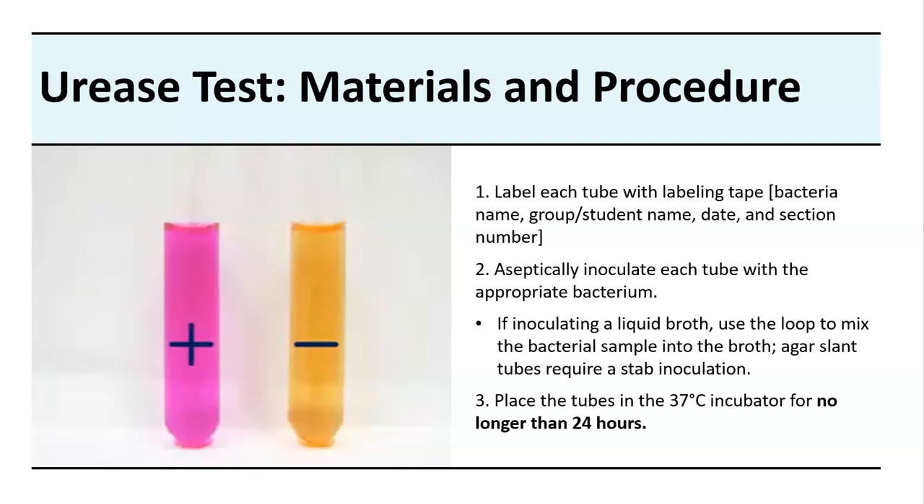So in order to do a urease test, the urease test is a liquid broth. You would take an inoculating loop, sterilize it, let it cool down, collect a sample of bacteria, and then mix the sample of bacteria into the broth solution. You would sterilize your loop afterwards, and then you would incubate for 24 hours.